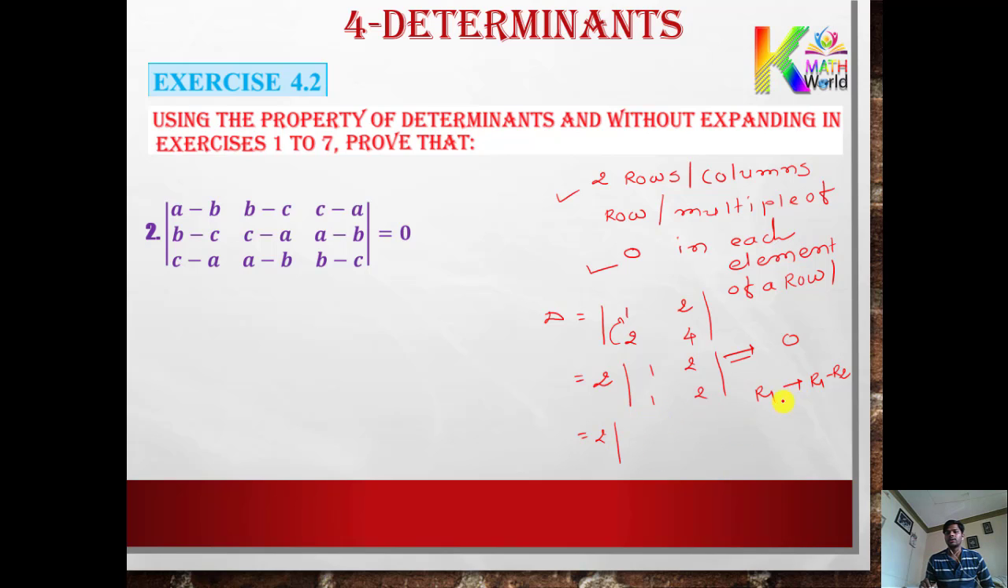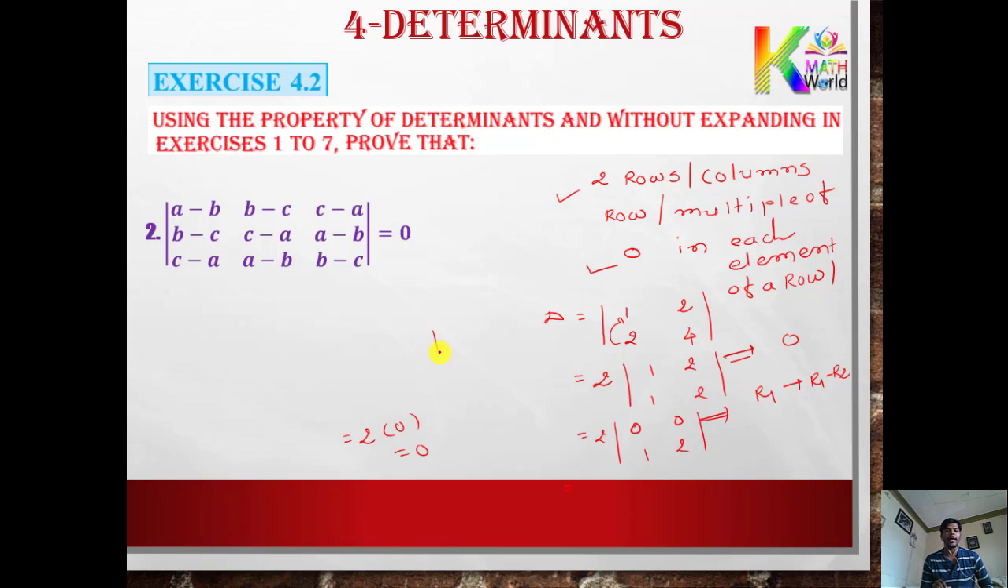Or another way, suppose you perform R1 minus R2. It means you are subtracting the second row from R1. So 1 minus 1 is 0, 2 minus 2 is 0, 1. Now what is the answer of this determinant? 0 minus 0, that will be 0. So 2 into 0, what is the answer? You got 0. In short, whenever each element in any row is 0, the answer will be 0.